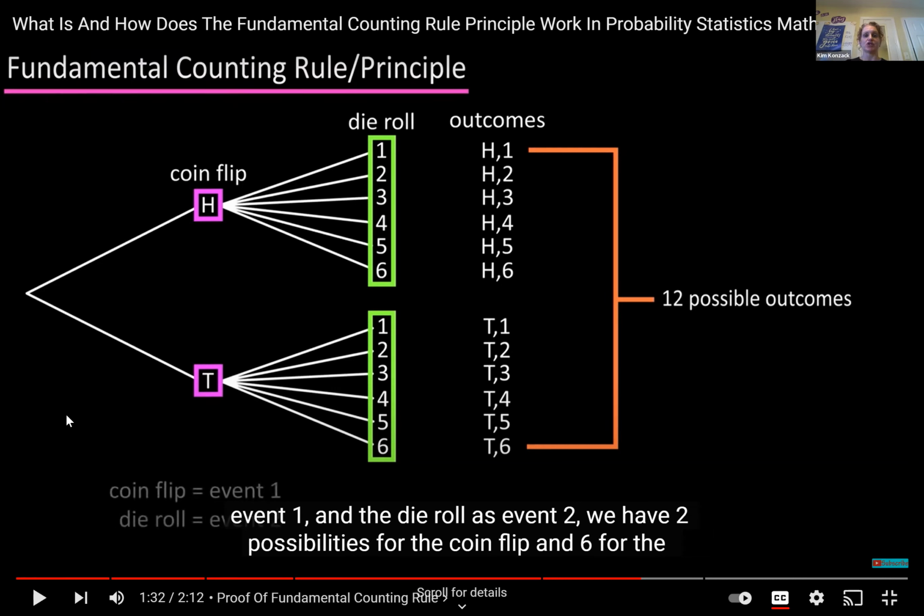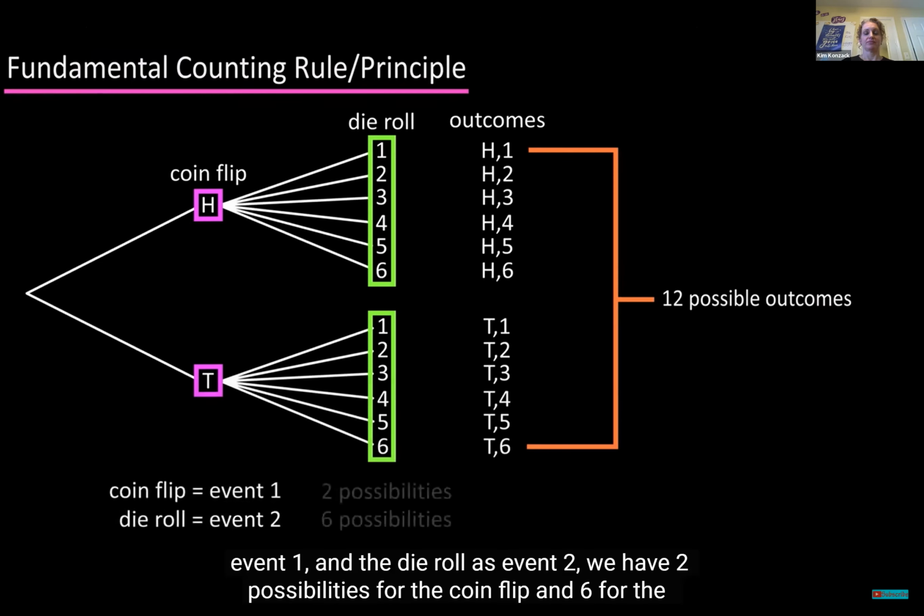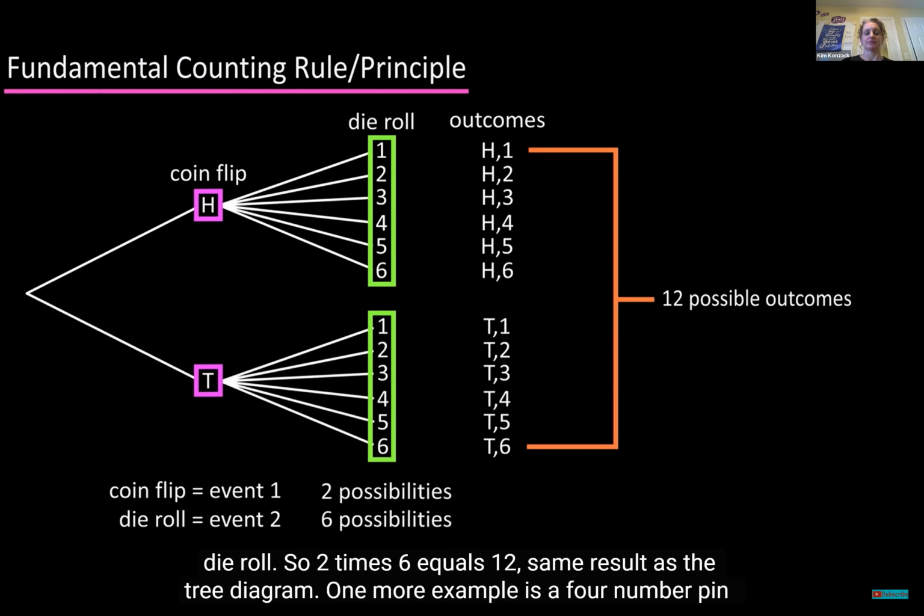However, this looks worse than it is. It's not that bad. What you're seeing is there's 2 possibilities on the coin, 6 possibilities on the die. 2 multiplied by 6 is 12. And the die roll is event 2. We have 2 possibilities for the coin flip and 6 for the die roll. So 2 times 6 is 12, same result as the tree diagram.